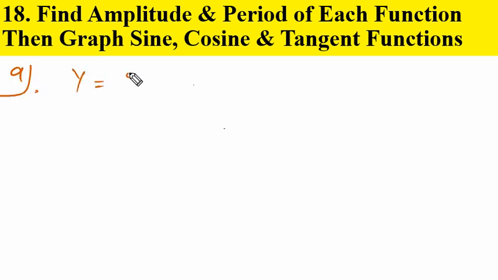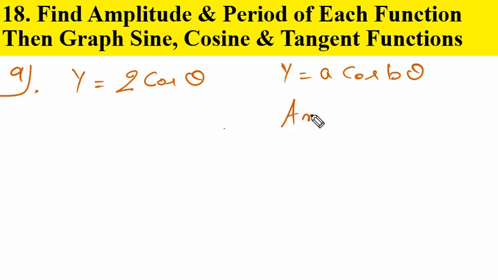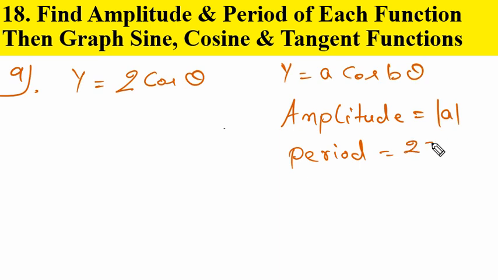y is equal to cos theta. So you should know the standard equation. The standard equation is y is equal a cos b theta. Now for this one, amplitude is given by mod a and the period is given by 2 pi over mod b, or else 360 degree over mod b, right? That is your period and amplitude.